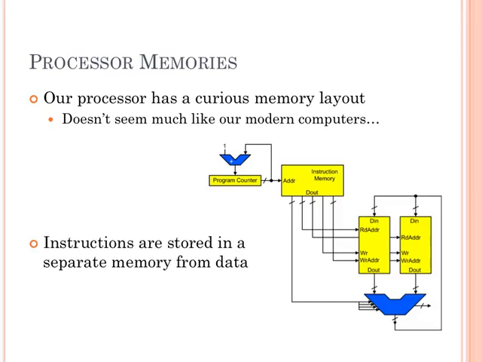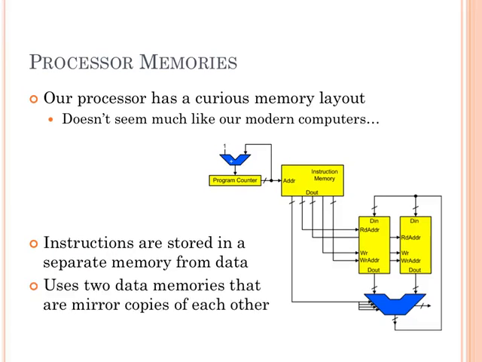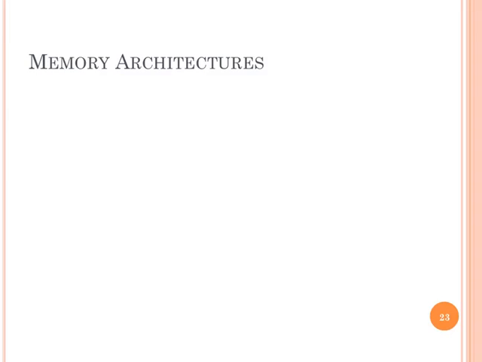I have instructions in one memory, and I have data in another memory, and you can see that the only way to write to memory is involving the data memories. It doesn't involve the instruction memory at all. The instruction memory is read-only. Yeah, and I have these 2 data memories that are mirror copies. That's just a simplifying thing, actually.